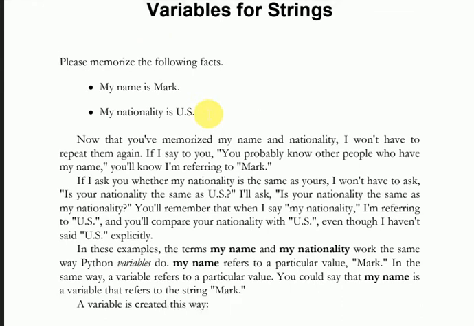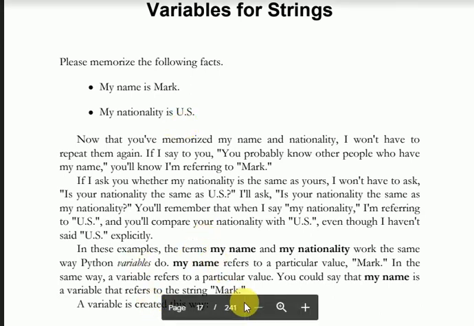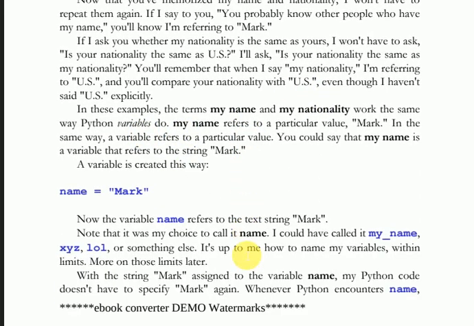Okay, now that you have memorized it, exactly: my name is Mark, my nationality is US. It's basically a statement. Where we are storing a statement, we can store statements in a variable. Here you can see the terms my name and my nationality work the same as a Python variable. It's definitely a variable. Mark is another variable. So one by one we will store the variable.